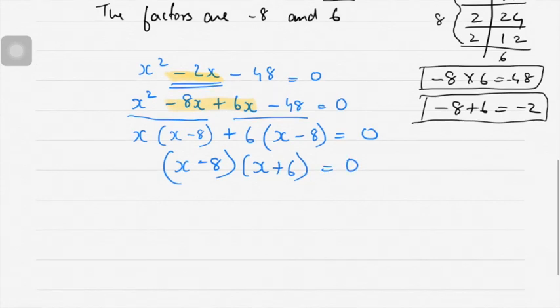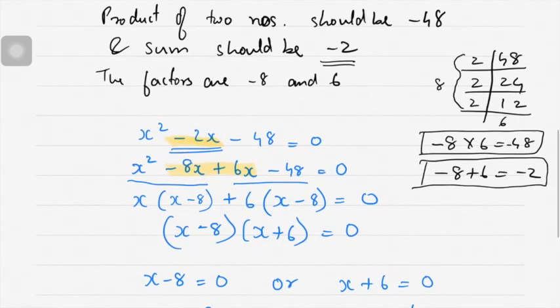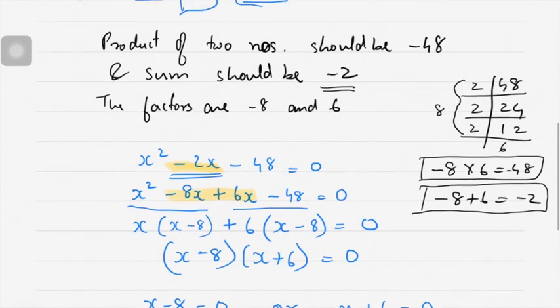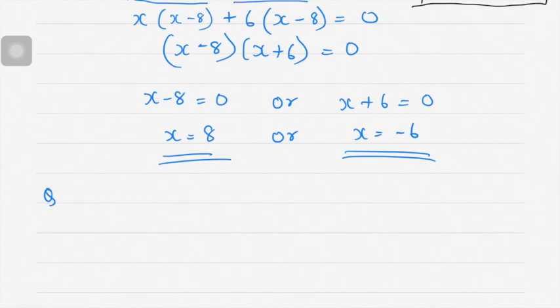x minus 8, which is common, multiplied by x plus 6 is equal to 0. These are the factors of the equation. So now x minus 8 is equal to 0 or x plus 6 is equal to 0. So x is equal to 8 or x is equal to minus 6. This way you will factorize. This is called the factorization method. Let's solve the next question.